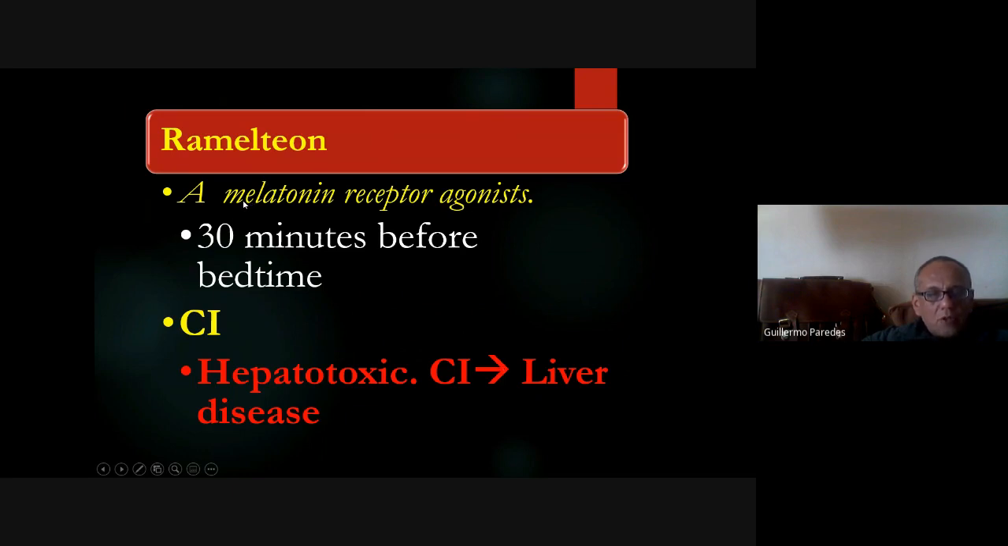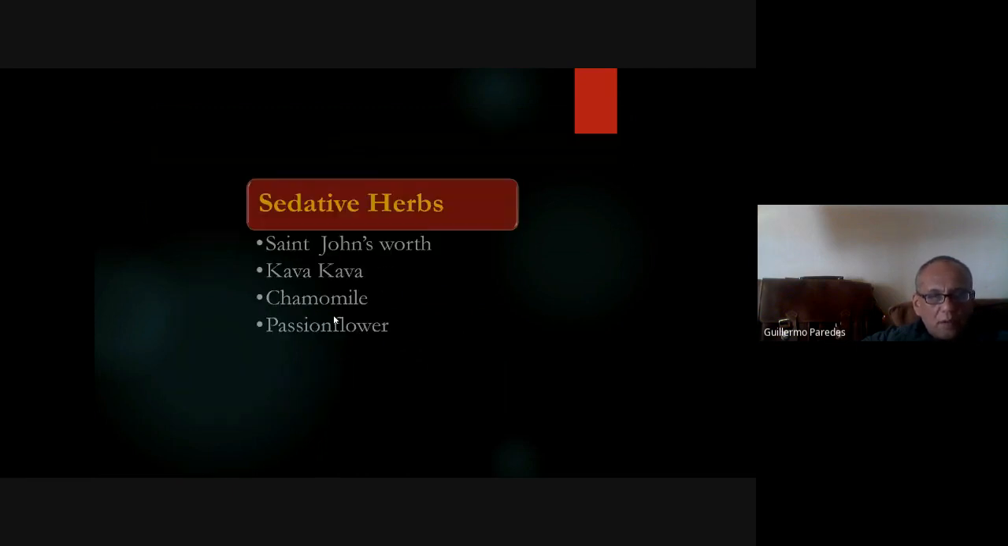Ramelteon, the melatonin agonist, is taken 30 minutes before going to bed. Please be careful with the liver. If I need to sleep and I take 3-4 pills, no, because they can produce some problems in the liver.